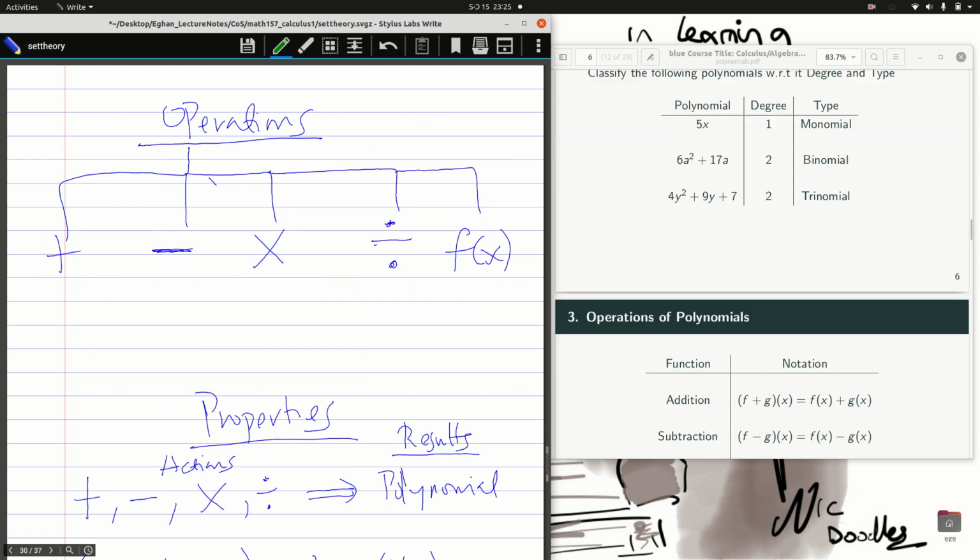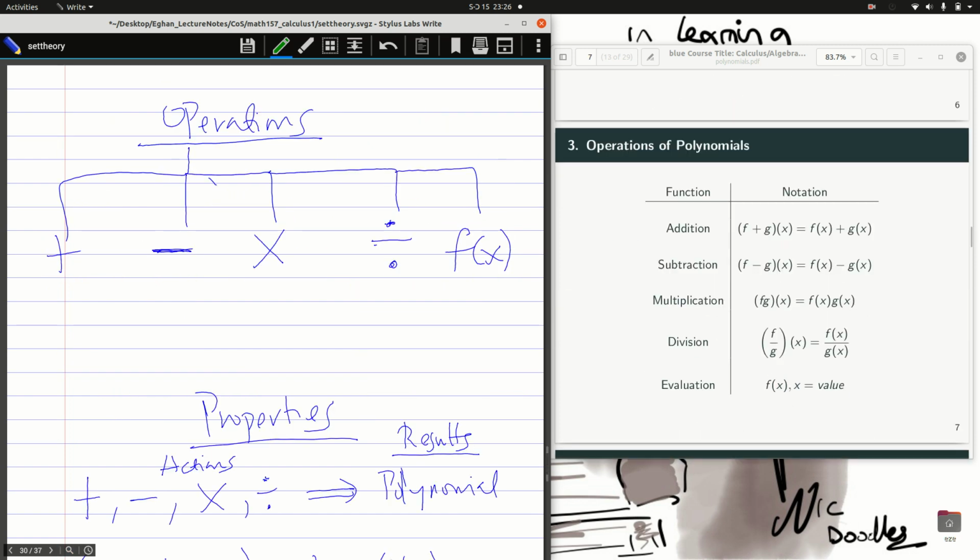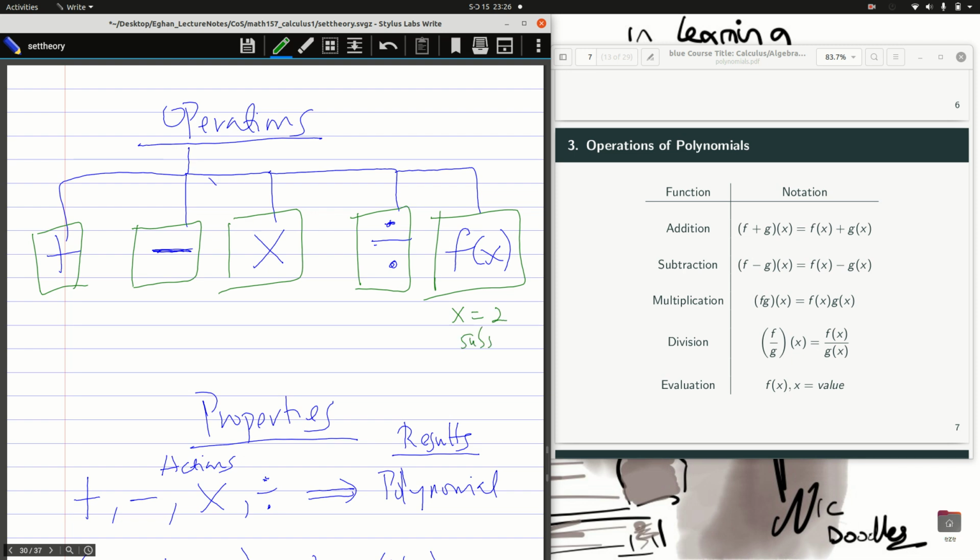Now that takes us to the last but one thing to talk about, that is operations. In mathematics, there are simple operations. We add, we subtract, we multiply, we divide, we evaluate. Evaluation means that you set the value to something and then you substitute into the function. That is the evaluation, and that is basically what we'll be looking at throughout these polynomials.